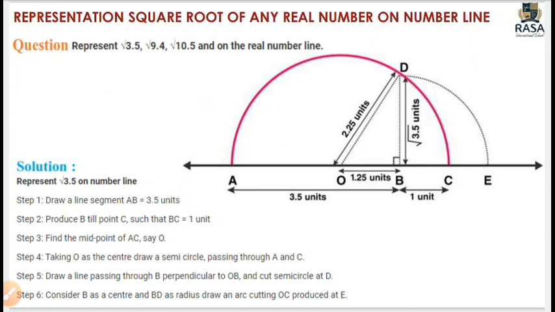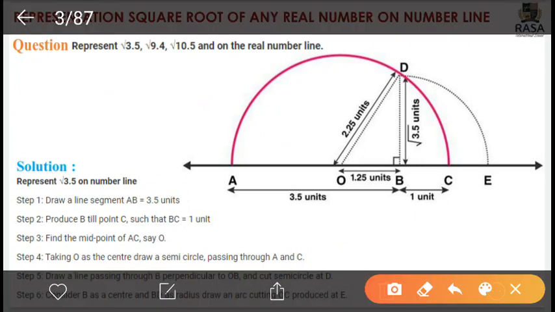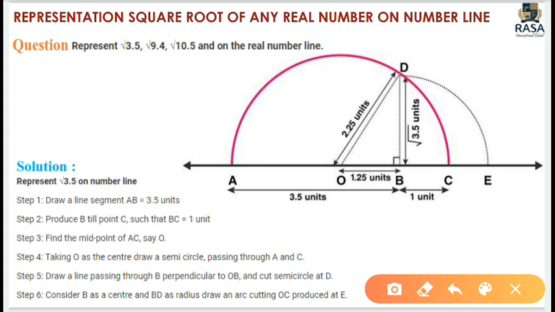So here we have some steps for how to deal with these numbers to be represented on the number line. To represent root 3.5 on the number line, first we have to make a line segment AB. Step 1, we have to draw a line segment AB as shown over here. So AB is a line segment of length 3.5 units.